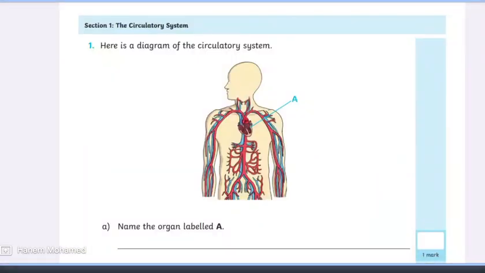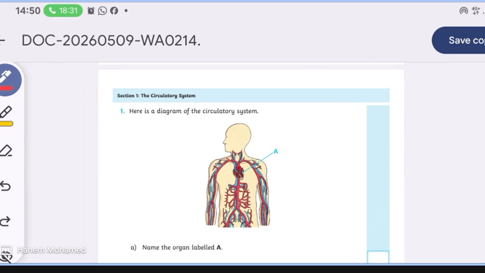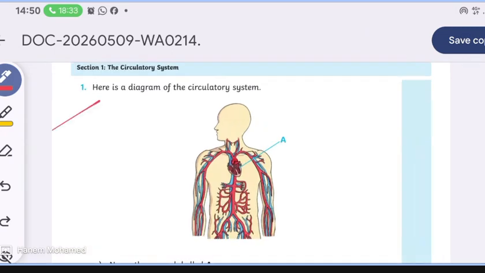So this is a progression test. It has everything that you need to study in year 6. The first one is talking about different topics. The first one is about the circulatory system. So, section number 1, circulatory system. Here is a diagram of the circulatory system.